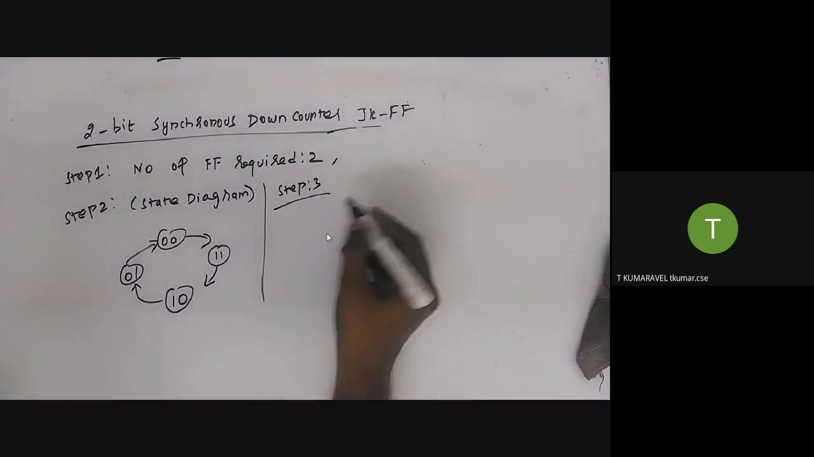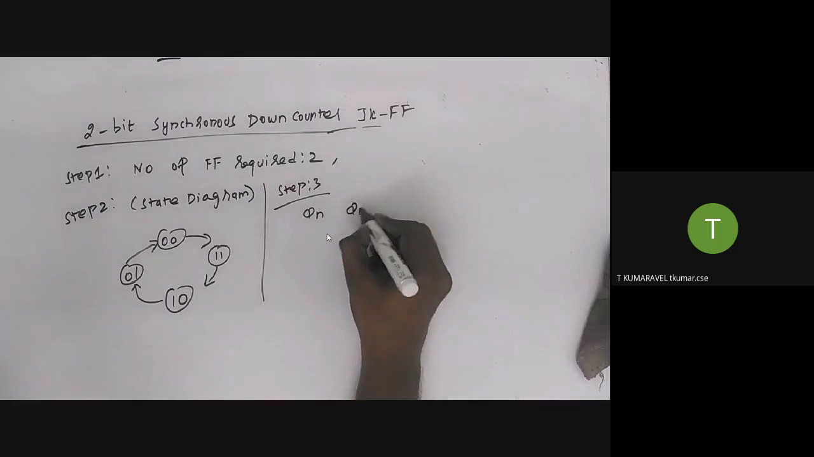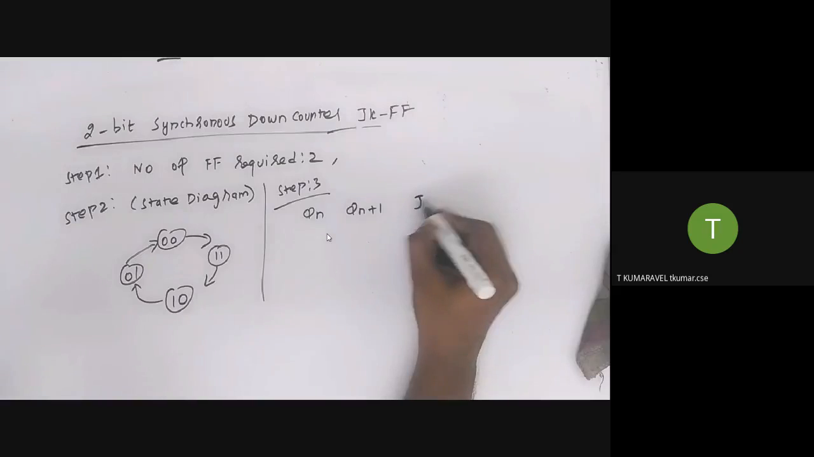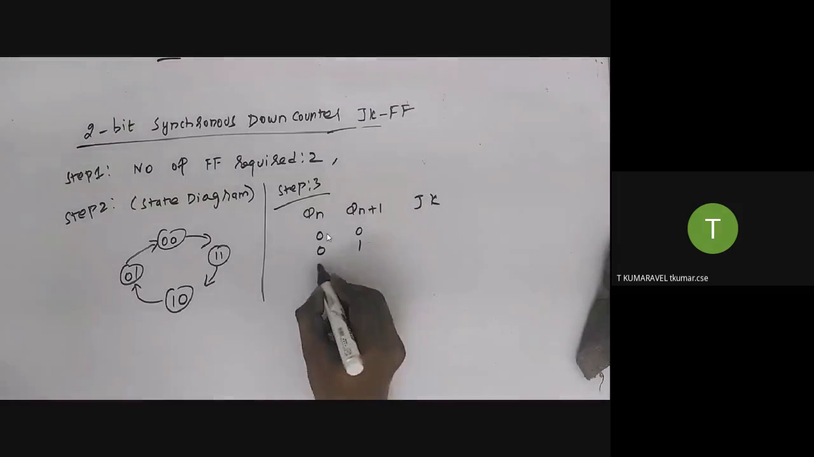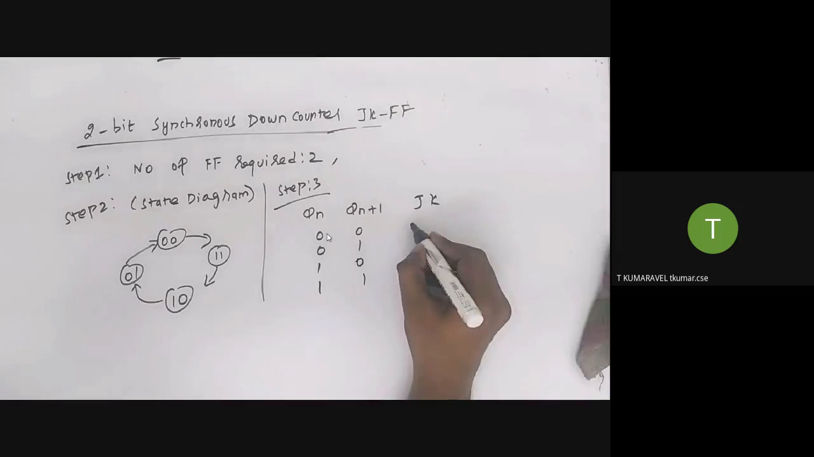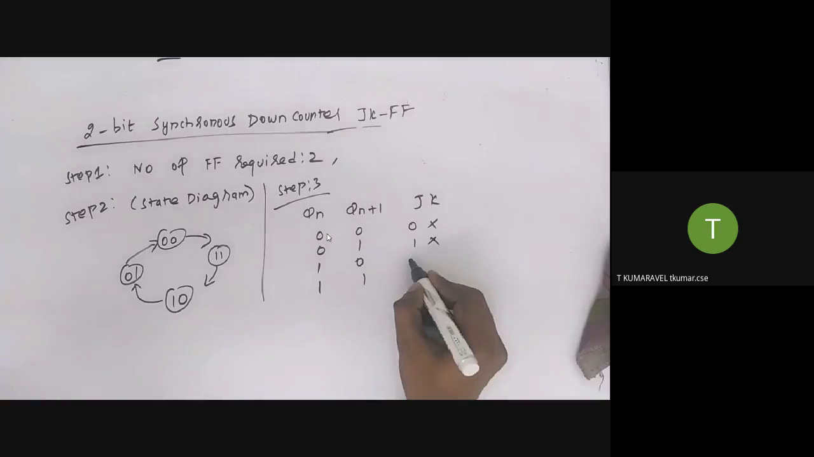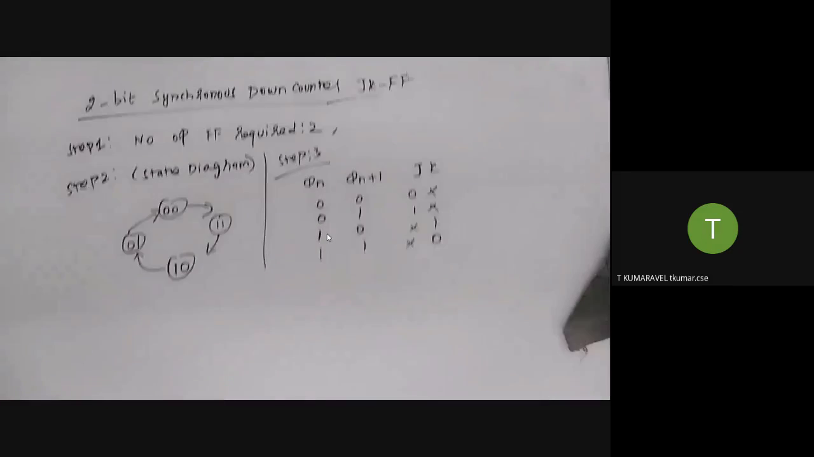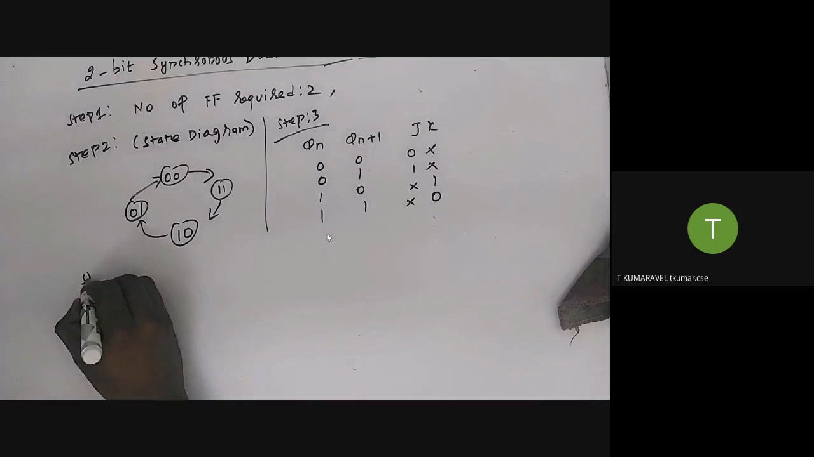So here I'm going to take JK. So what is the excitation table of JK? Anyone tell that? The excitation table of JK: one, don't care condition; 1, and then don't care condition, 0. Okay, what is the next step? You want to form the minimized Boolean expression from the excitation table. That is step 4.